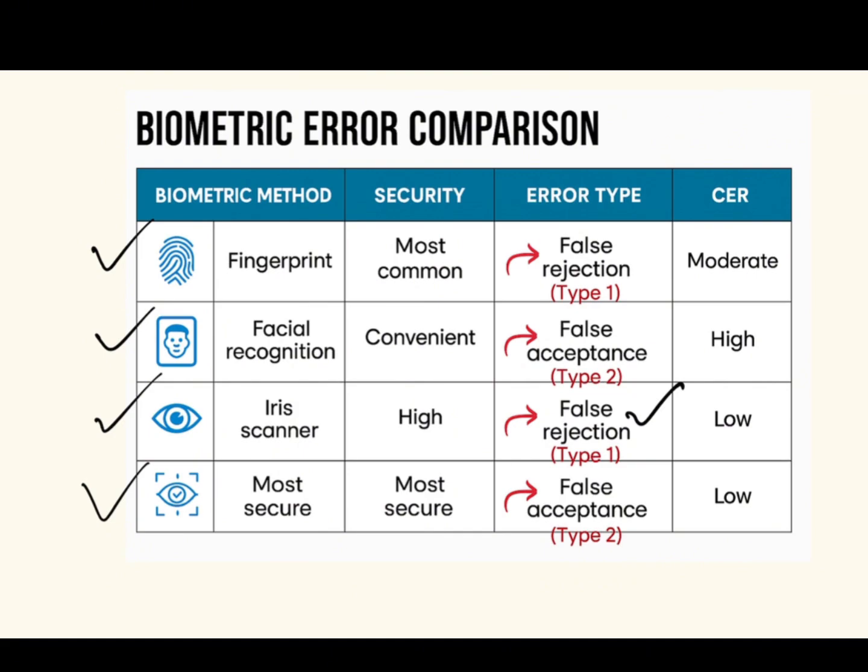So that's it for this biometric comparison. We do not need to go into that much detail, but we need to understand what type 1 is, what type 2 is, what false acceptance is, what false rejection is, the difference between them, and the common methods. We need to understand the most secure method, for instance, retina. That kind of understanding should be sufficient for the CISSP exam.